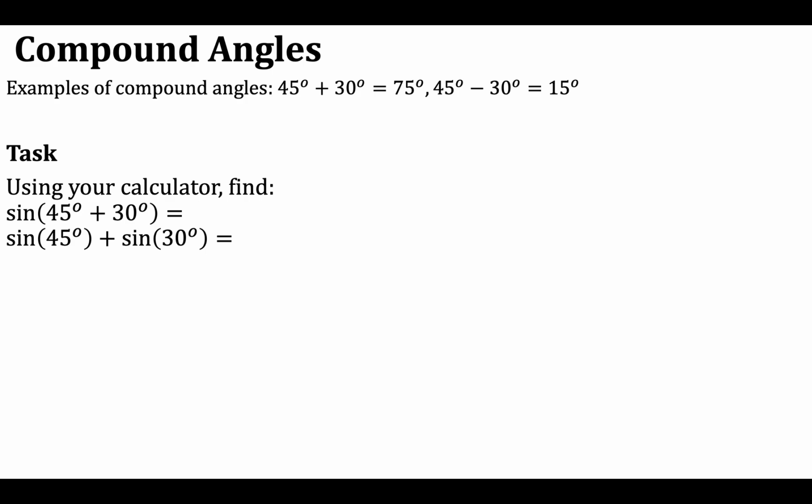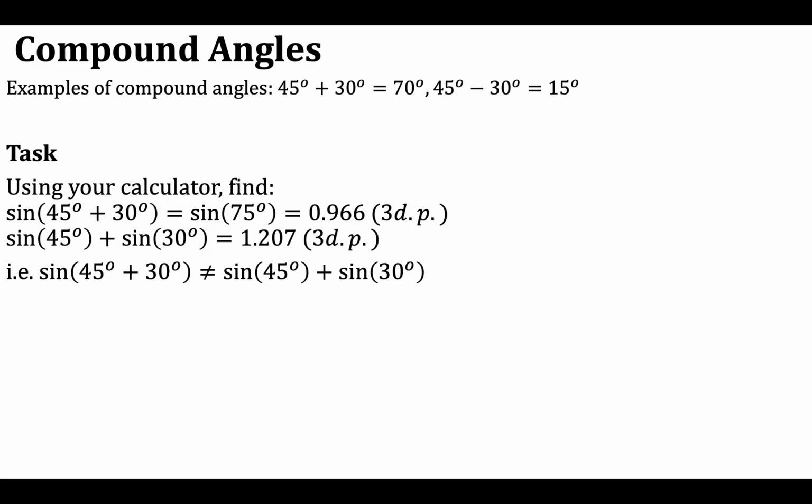Okay, welcome back folks. Now for this first one, hopefully you've put that into your calculator and you've got an answer of 0.966 to 3 decimal places. And you can see here that we're actually finding the sine of 75 degrees. For the second one, sine of 45 plus sine of 30, when you put that into your calculator, hopefully you've managed to get 1.207 to 3 decimal places. And hopefully you've realised that sine of 45 plus 30 is not equal to sine 45 plus sine 30.